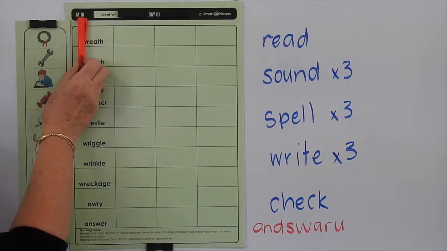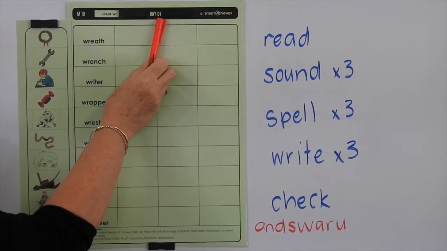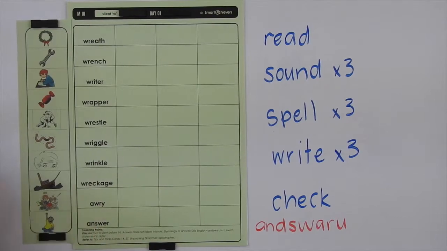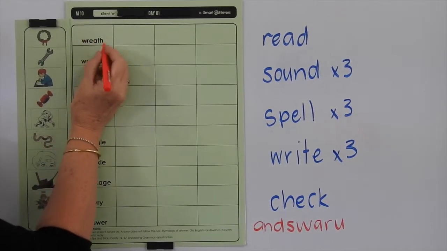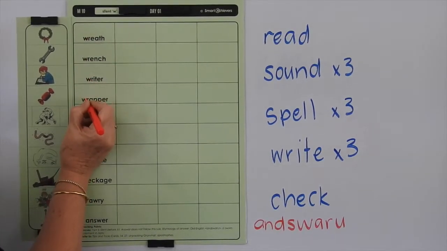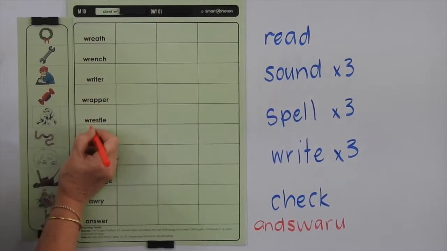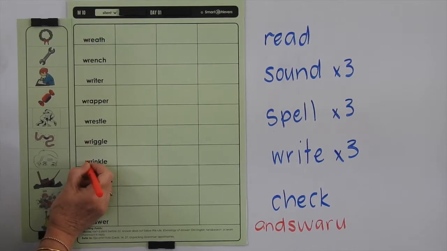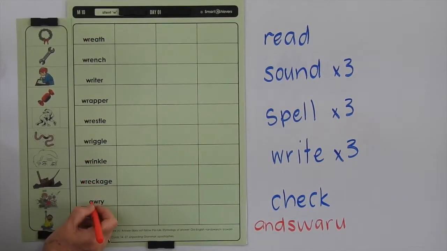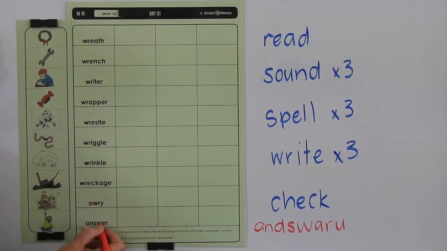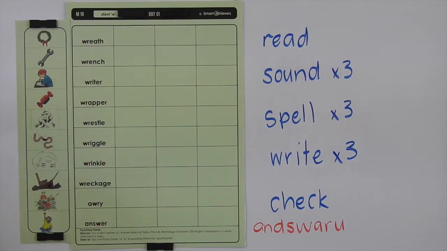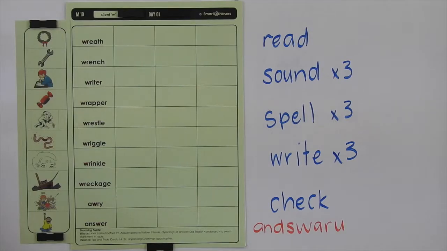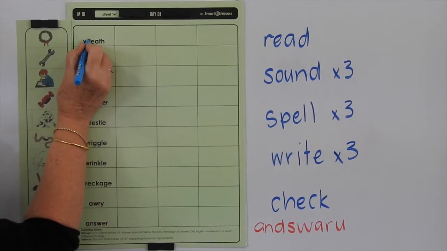This is level M, list 10, and we're doing the day 1 page, and in these words we have a silent W. So let's go through and highlight that first. In wreath, wrench, writer, wrapper, wrestle, wriggle, wrinkle, wreckage, awry, and answer. So in many of these words you can see the letter after the silent W is an R. So let's go through and highlight that.